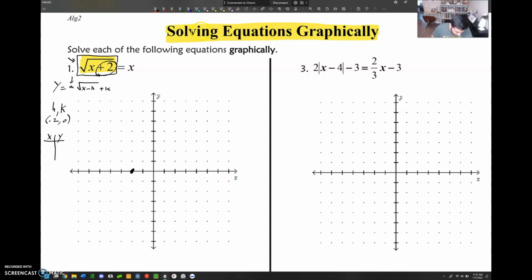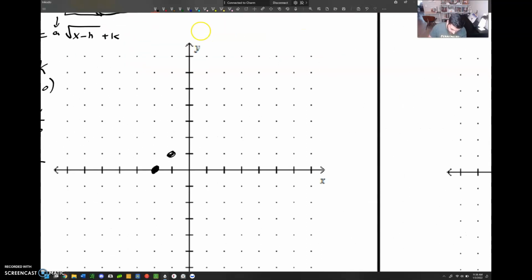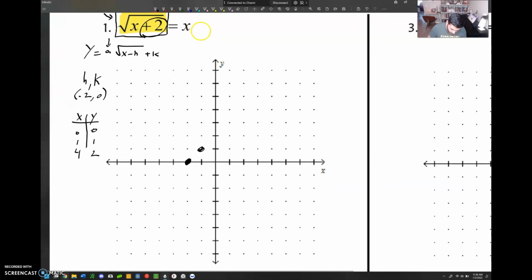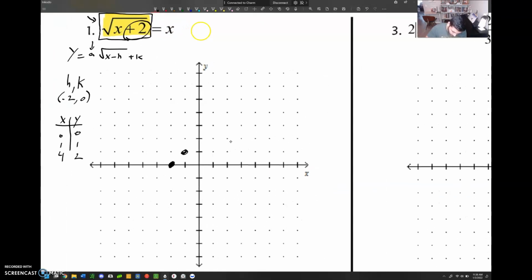So the chart is (0, 0), (1, 1), and then (4, 2). Here we have (0, 0), that's my original. Then we have (1, 1), and then (4, 2). So we count 1, 2, 3, 4, then 1, 2. And bam. Here we have the yellow side, or the yellow highlight, of the square root. Let's even highlight that as yellow.